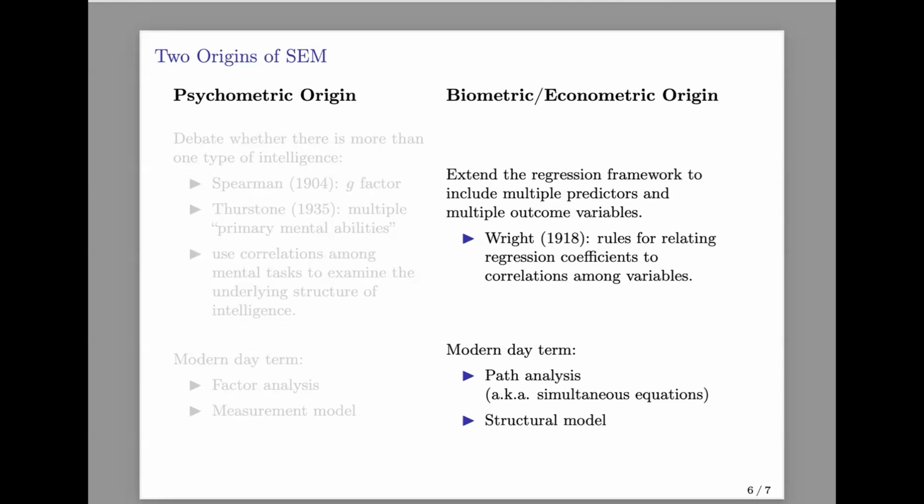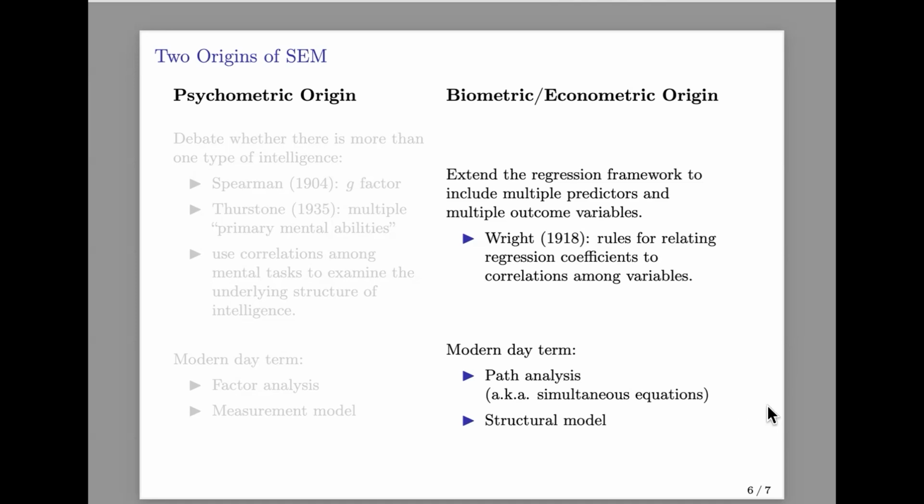A significant breakthrough in this area was made by Dr. Rice, who developed a set of rules for relating regression coefficients to correlations or covariances among different variables. Dr. Rice's work laid the foundation for a broader, more flexible statistical framework capable of handling multiple predictors and multiple outcome variables. This framework is now known as path analysis, and in some contexts, simultaneous equations.